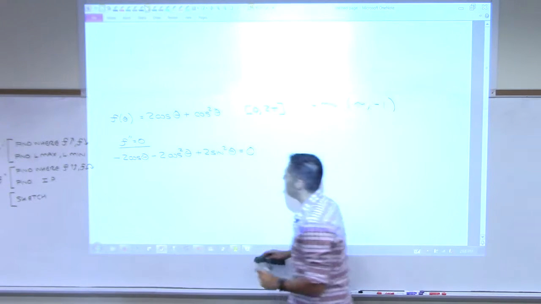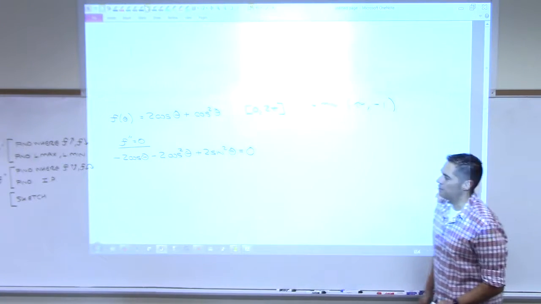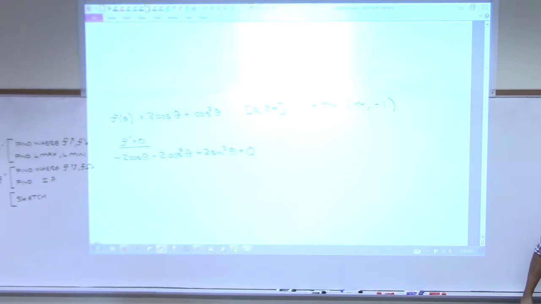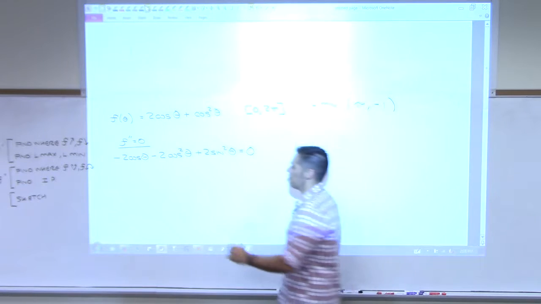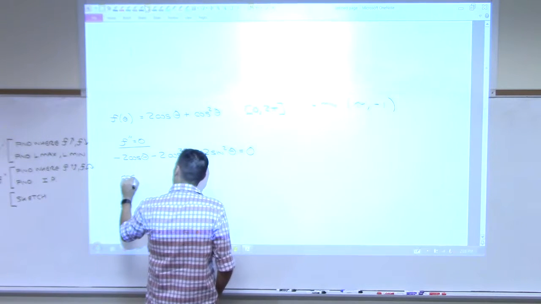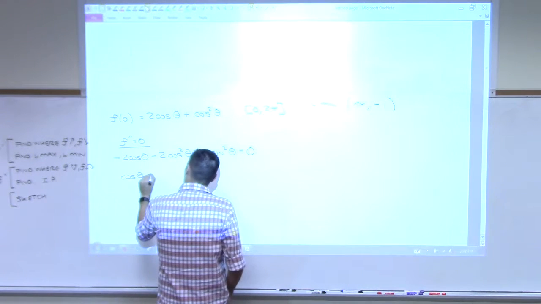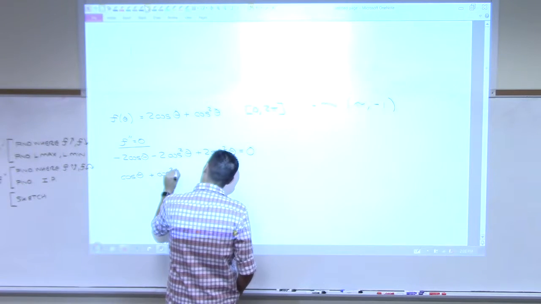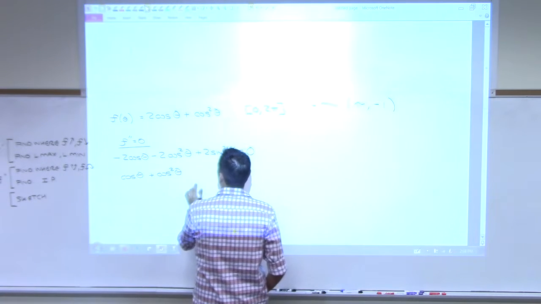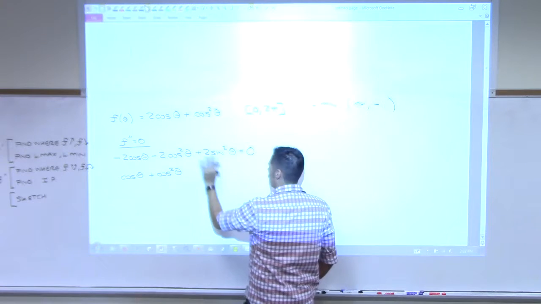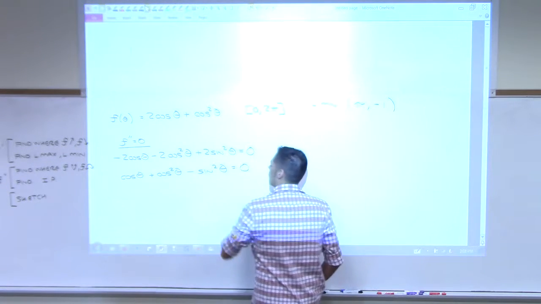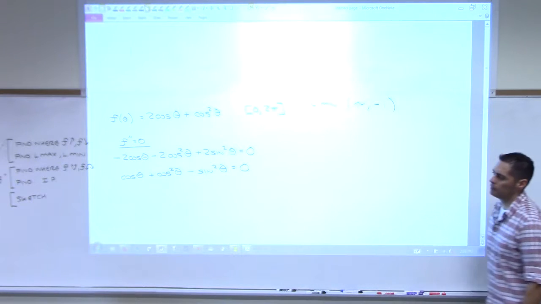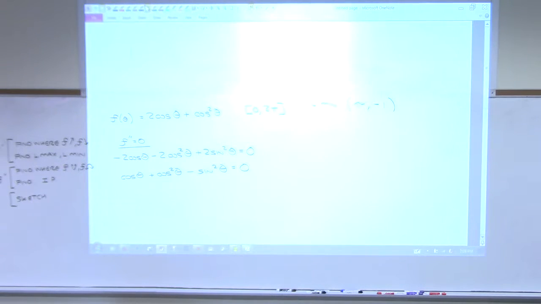Why don't we just divide everything by 2? Or you could do negative 2. What do you want? I don't care. You want me to divide out negative 2? All right. So that'll give you cosine theta plus cosine squared theta, not plus, this should be minus. Oh yeah, sorry, it is. Right, like that. We still good with that? All right.